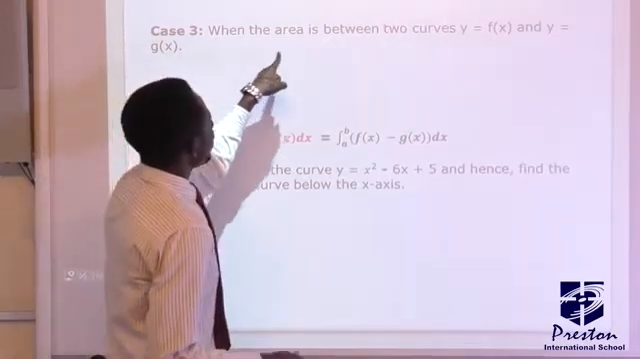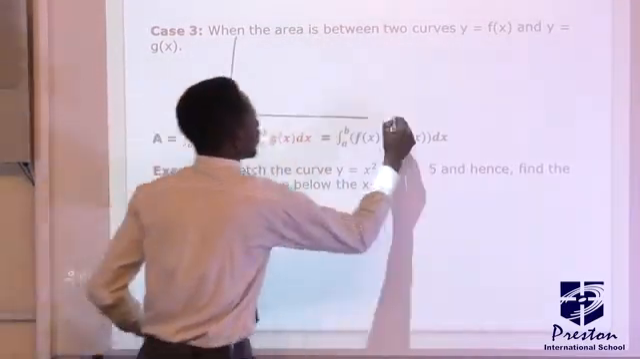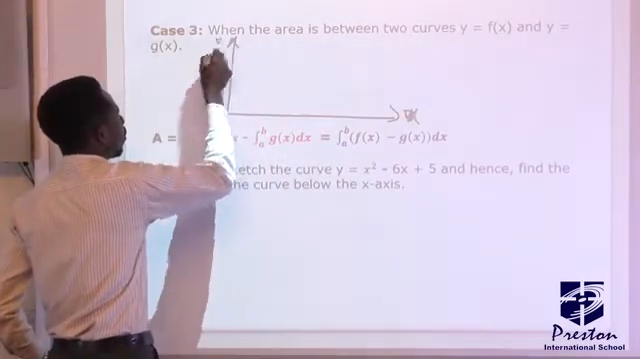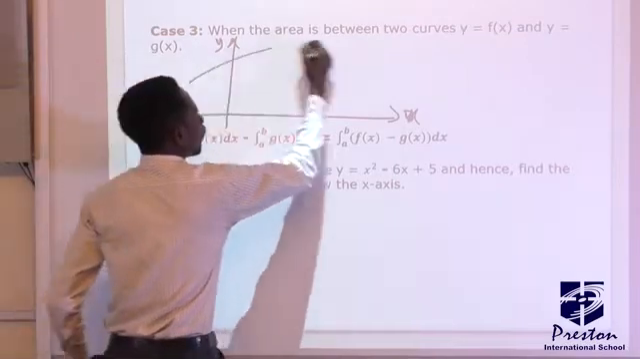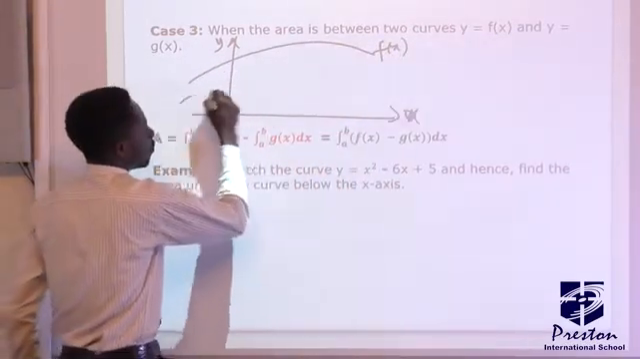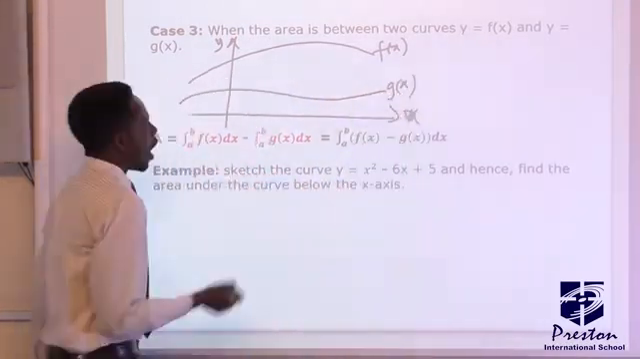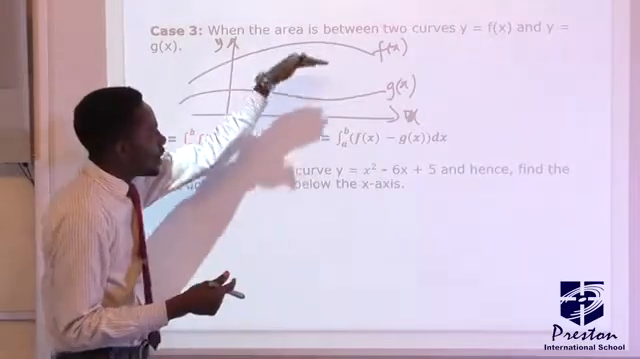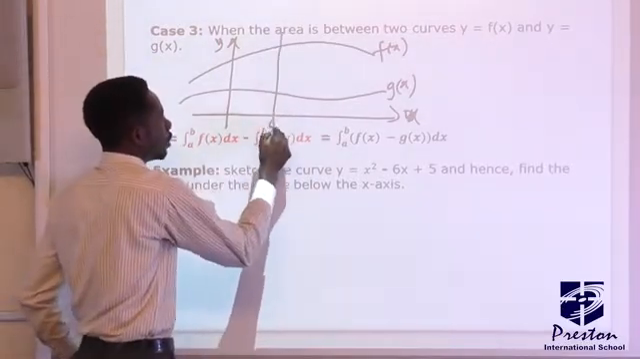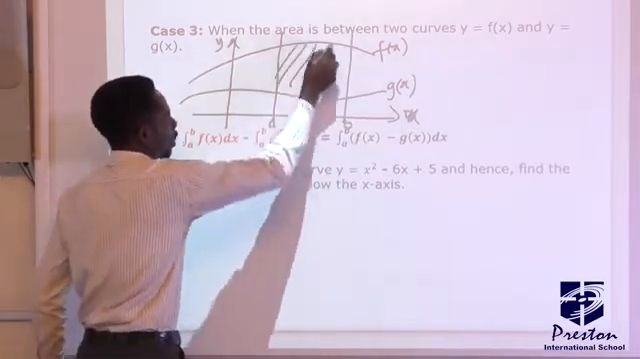Case 3 is talking about when the area is between two curves. That is when we have this as our y, our x, and we have a curve, let's say this is f of x, and we have another curve like this. Let's say this is function g of x. And we are meant to calculate the area between these two curves. Now, this is the lower limit, this is the upper limit. So this is what we are meant to calculate.